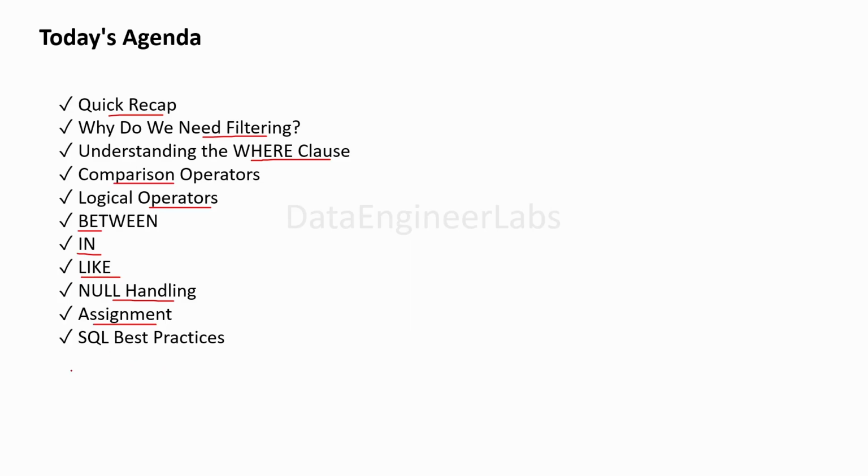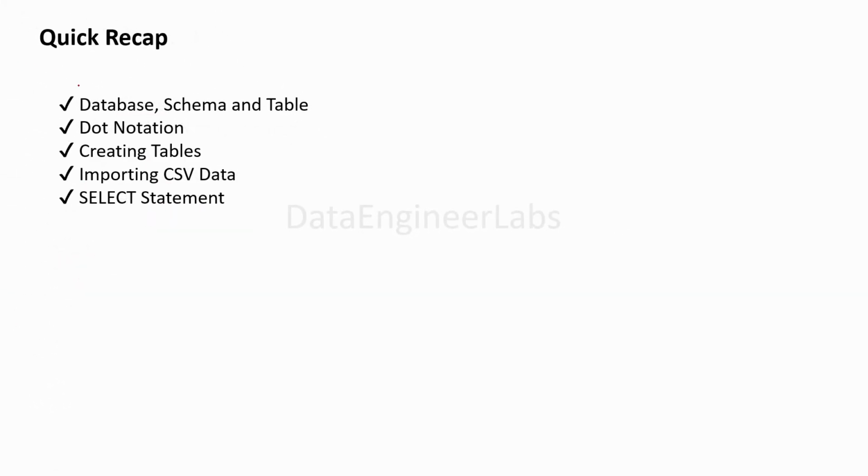So let's start with a quick recap of what we learned in the previous episode. We started by understanding a database, schema, and table, and how these objects are organized in a SQL Server. Then we learned dot notation, using the database, schema, and table hierarchy to identify objects in a database. We also created our tables and loaded data into those tables from a CSV file.